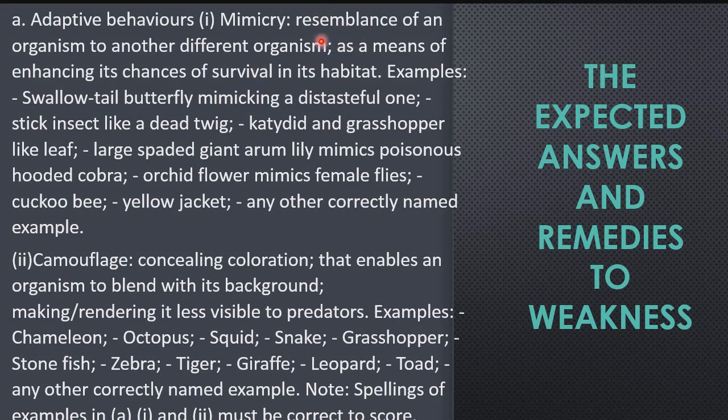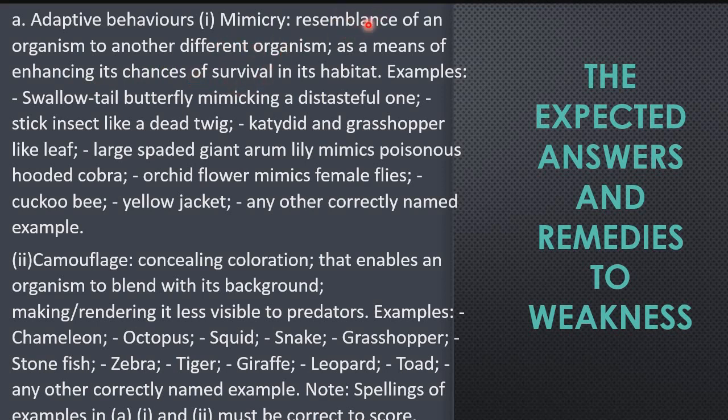If you write anything that is not related to this, you will not get any point. Your explanations must, in one way or the other, be related to either this or this.